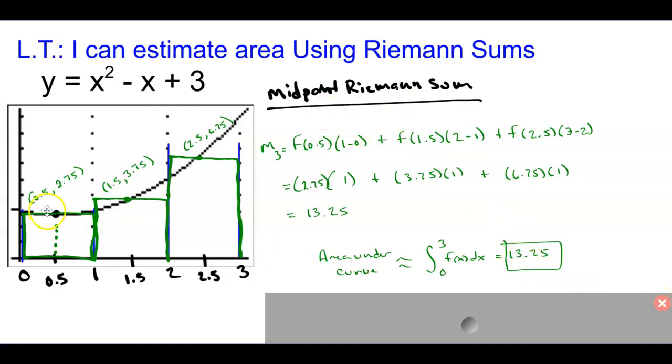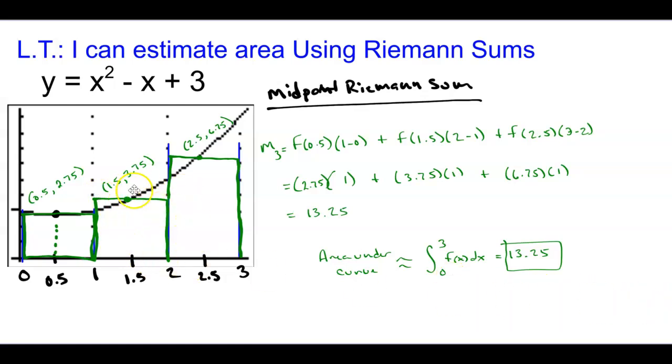Now, with this one, it kind of looks like it's an underestimation because the parts that we did not account for look to be a little bit larger than the ones that we had over. But this one we can't really be sure, so we don't fully justify if it's an over or an underestimation if you're using the midpoint Riemann sum.